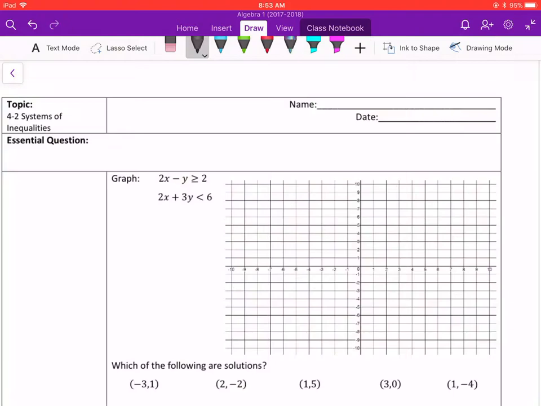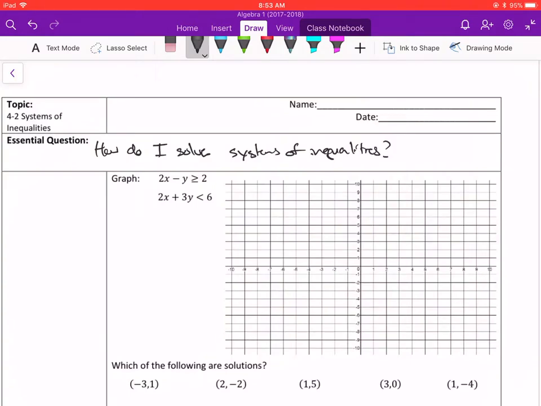What do I do if I don't have an equal sign? We're used to solving when there's an equal system and you get one point, that's your solution. But here, we're going to ask ourselves, how do I solve a system of inequalities? That's going to be your essential question, so make sure we write that at the top.